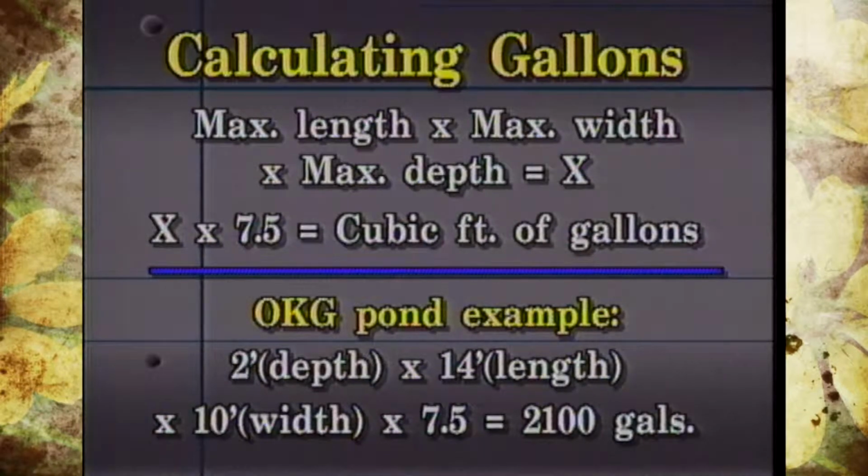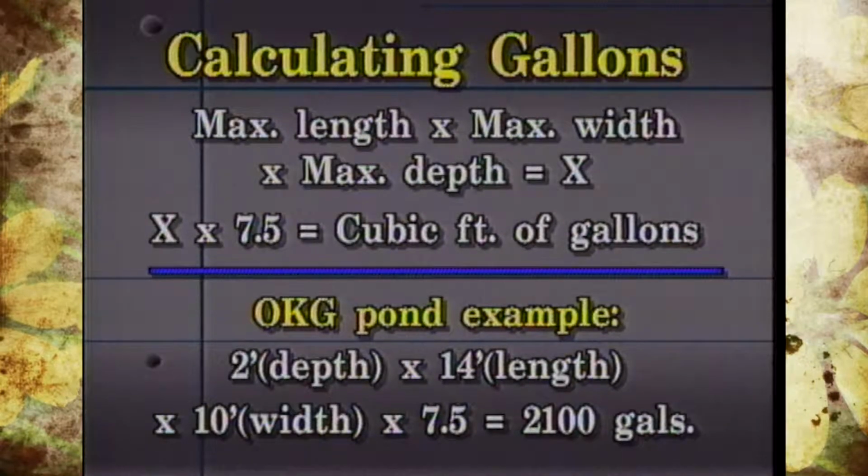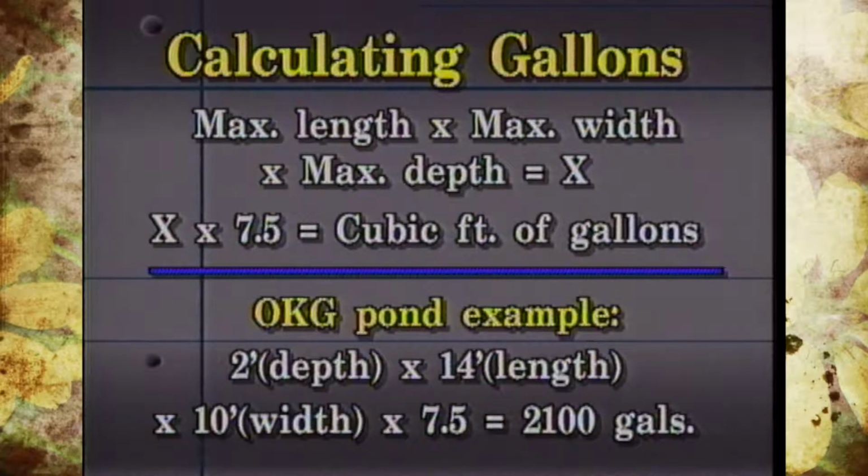Okay, so for example, with the water garden we just installed at our gardens, we estimate the depth about 2 feet. If we multiply that by the length of 14 times our width of 10, then times 7.5, we have about, what, 2,100 gallons? About 2,000 gallons. So that's a pretty good sized pond, isn't it? Yeah, it's bigger than most ponds, but it's not extremely large.